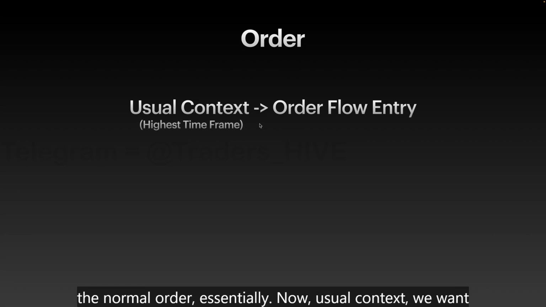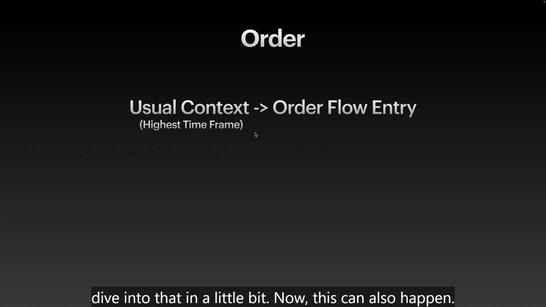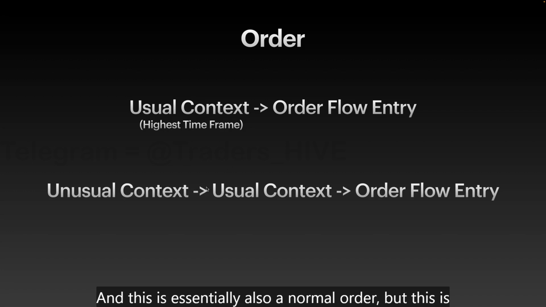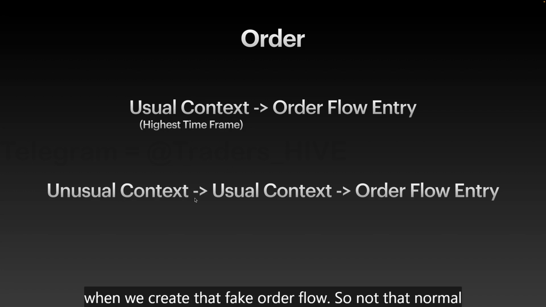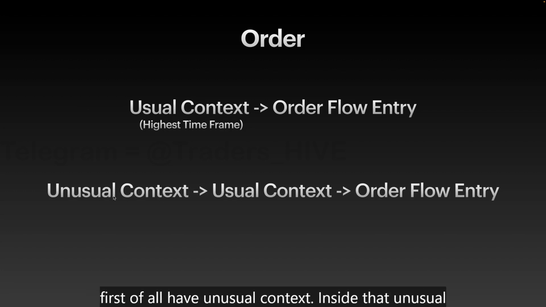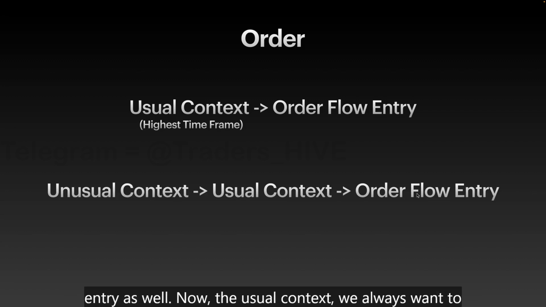Now, usual context, we want to find that on the highest time frame possible. Now, we'll dive into that in a little bit. Now, this can also happen, and this is essentially also a normal order, but this is when we create that fake order flow. So not that normal order flow, we have that fake order flow first. So we first of all have unusual context. Inside that unusual context, we also want to find usual context to then again get the normal order flow entry as well.